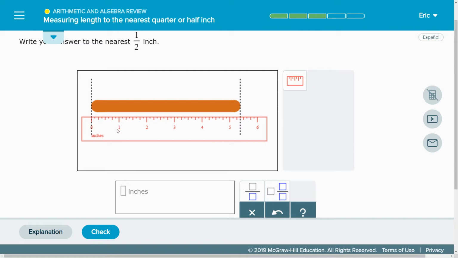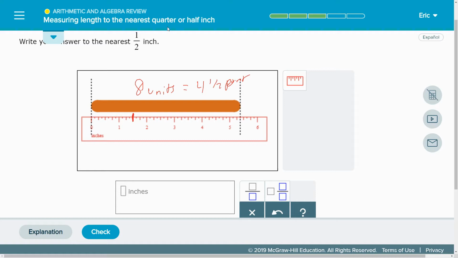So between 1 inch and 2 inches is 1, 2, 3, 4, 5, 6, 7, 8. There's a total of 8 units between every single inch. And what's half of 8? 4 is our 1/2 point. So if I count in 1, 2, 3, 4, this is our half.